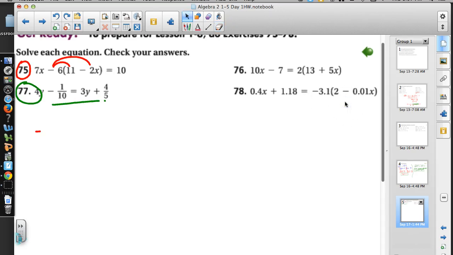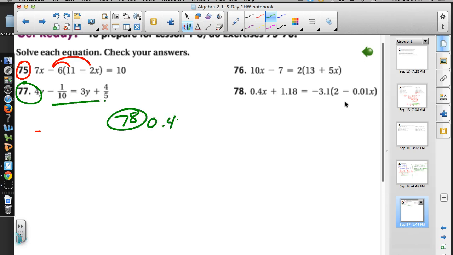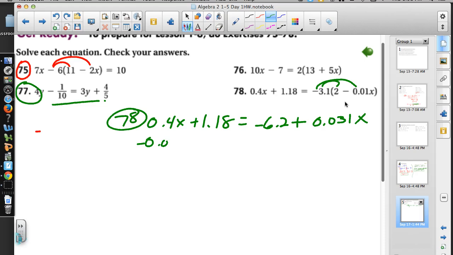And then lovely number 78 here. We have 0.4x plus 1.18, and then we have to distribute this -3.1. That will give us -6.2 plus, because a negative times a negative is a plus. And multiplying times 1/100th means we're just going to move the decimal place over 2 places. So 0.031x. Now we would subtract that 0.031x from both sides.